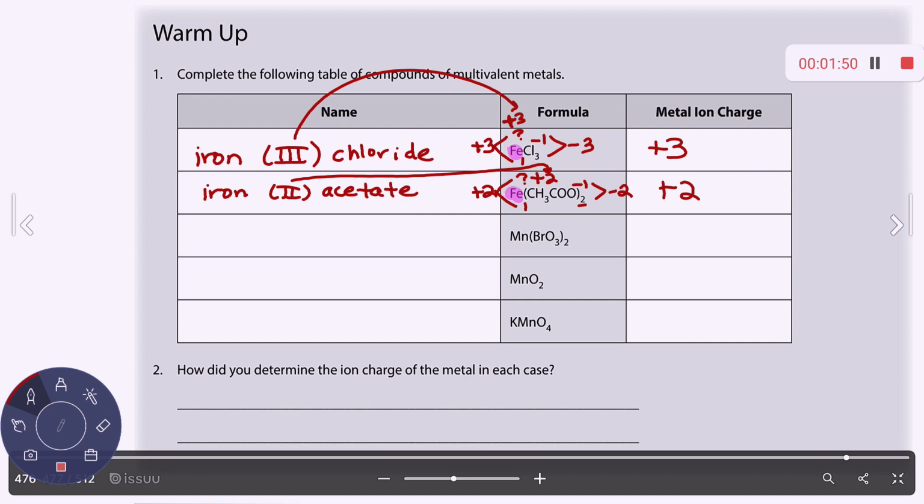Okay. And then for the next one, if we're going to calculate the charge on Mn, what's the charge on BrO3? -1. So 2 times -1 is -2. That means I need a +2 on the other side. If I have 1 manganese, what's the charge on manganese? 2. So this would be a +2 metal ion charge. And then the name would be manganese, Roman numeral 2 because of this charge on the metal. And then since we have parentheses, you name what's inside the parentheses. BrO3 is bromate.